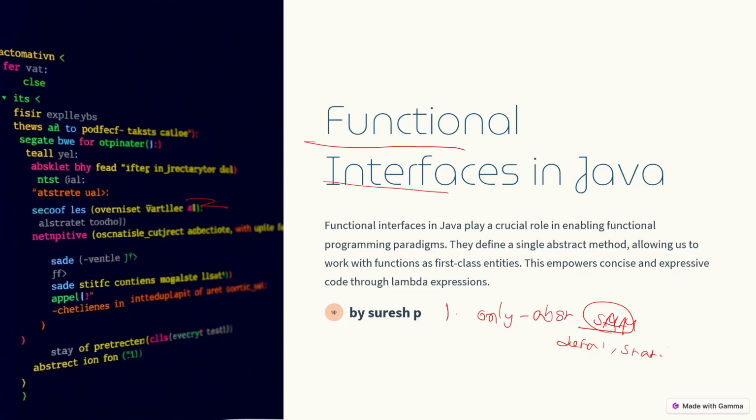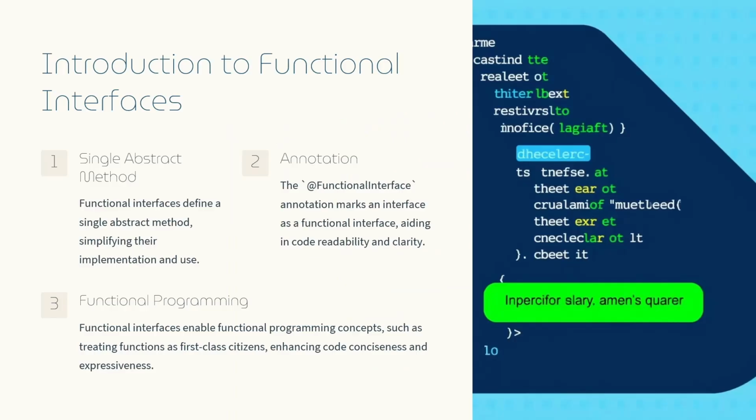They define a single abstract method, allowing us to work with functions as first class entities. So this empowers concise and expressive code through lambda expressions. For this single abstract method only we can write the lambda expression. Get it? For normal interfaces we cannot write lambda expressions, only for a functional interface which contains only one abstract method. For that abstract method only we can write the lambda expressions.